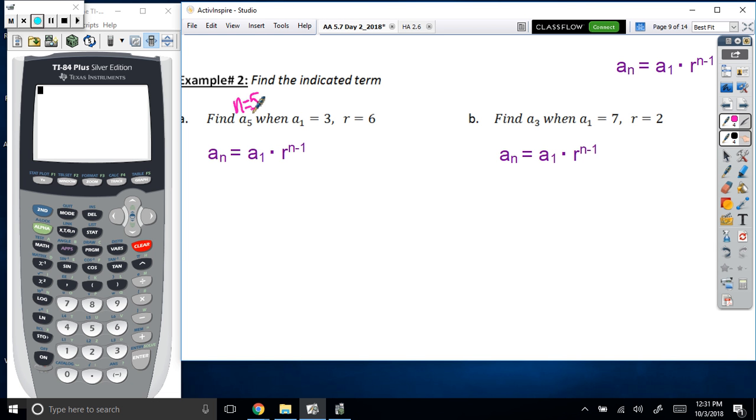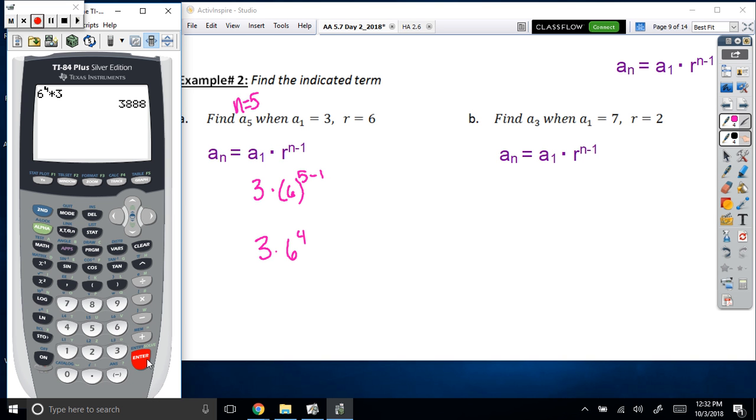Or you can use the formula, because say they wanted you to find a sub 100. You might not want to list out all 100 terms. So you'll just substitute in, a sub 1 is 3, r is 6, again I'll put parentheses around that, and then this would be to the 5 minus 1 power. 5 minus 1 will get me 6 to the 4th. 6 to the 4th is not 24, it's something really big, it's 6 times 6 four times. So in our calculator we can type 6 to the 4th times 3, and we'll get 3,888.